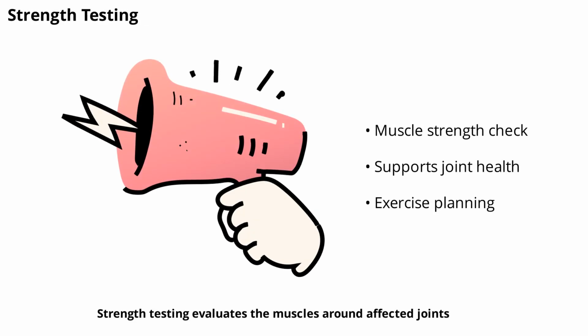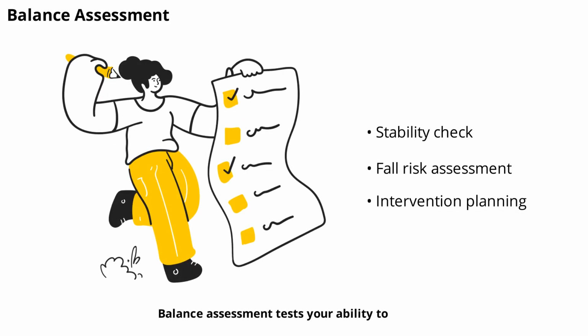Strength testing evaluates the muscles around affected joints. Weakness in these muscles can worsen joint instability and pain. Doctors may ask you to push, pull, or lift against resistance to assess muscle strength. This information is important for designing exercise programs that support joint health. Balance assessment tests your ability to maintain stability while standing or moving.